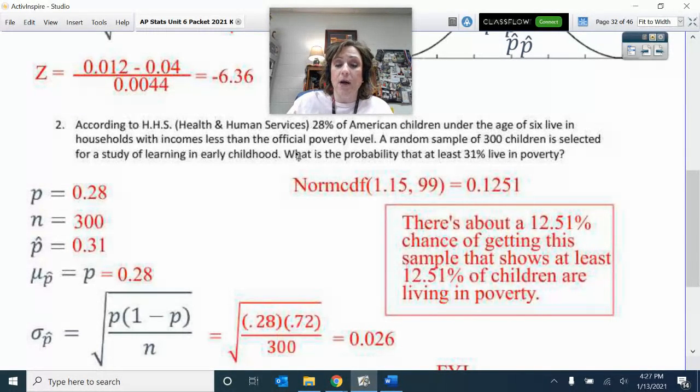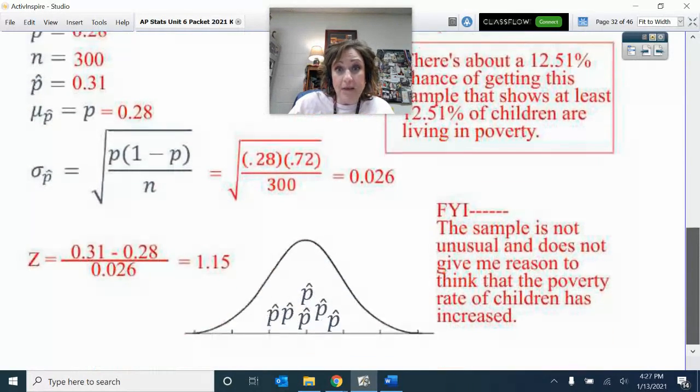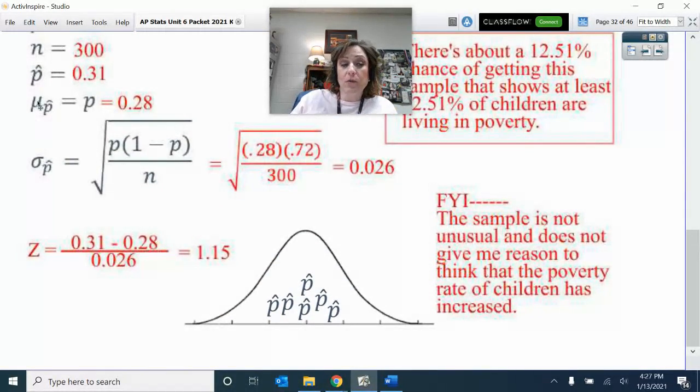So now we'll address the specific question we're wondering. But is this 31% a big deal, or is it just sampling variability? Well, I know that the mean of all the samples would be located at 28%. So all the p hats, all the samples of 300 children that I could gather, a bunch of samples from around the United States, those would all be centered around that 28%.